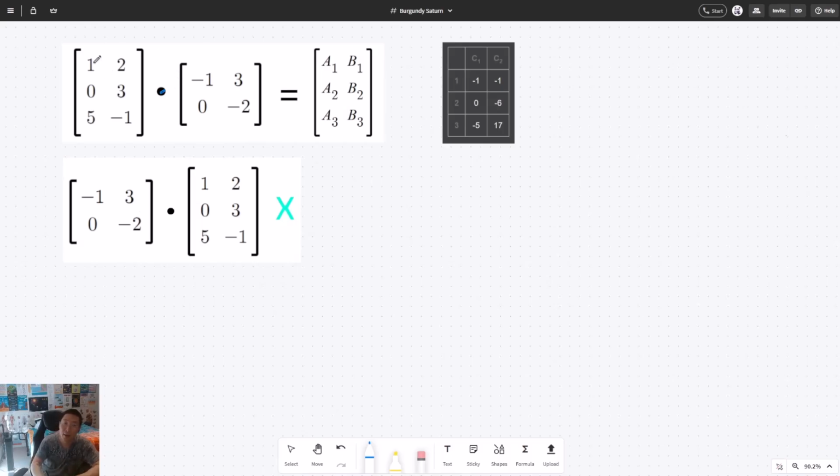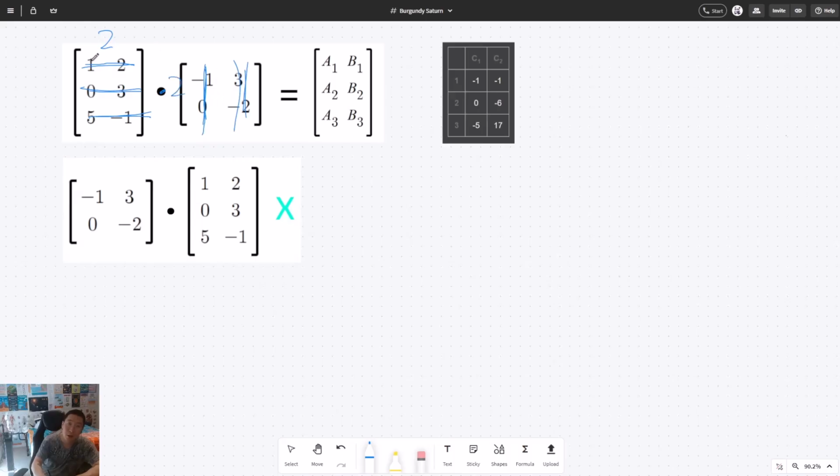We have to ensure that the way that we do it is we multiply the first row by the first column, second row by the first column, third row by the first column, and then we do it again with the second column. So first row by the second column, second row by the second column, third row by the second column. So for this to work, we have to make sure that the number of columns in the first matrix is equal to the number of rows in the second matrix.